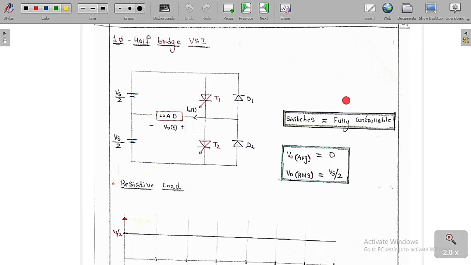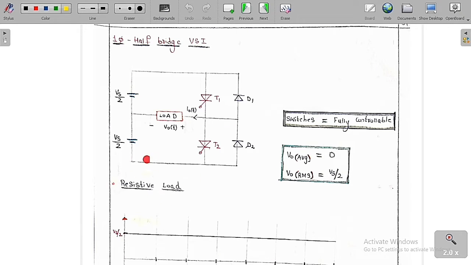Here we are going to use switches which are fully controllable, meaning the user can control both the on and also the off of the switches. So this is called a fully controllable switch. It means he can turn on the switches and also turn off the switches. These are the fully controllable switches we are going to use in the inverter.